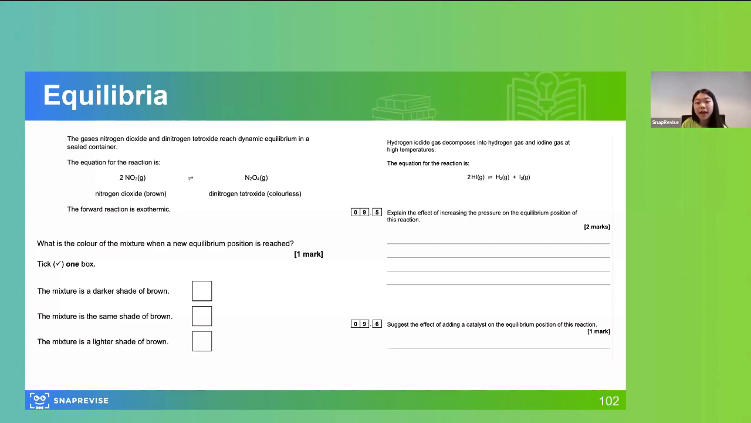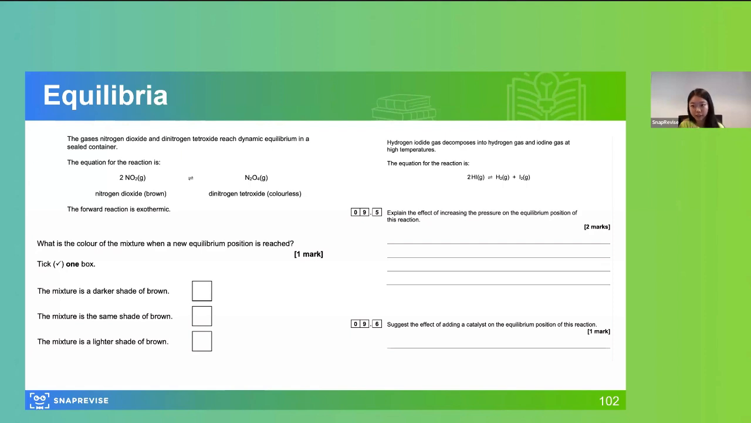Final question, effect of adding a catalyst. I have said that adding a catalyst does increase the rate of reaction. However, I never said it affected anything on equilibrium position. I told you that in an equilibrium and in a reversible reaction, rate of reaction is the same forwards and backwards. Therefore, adding a catalyst will not affect the equilibrium position.